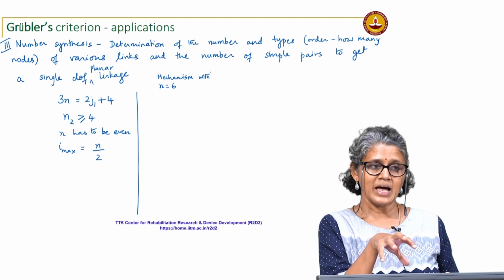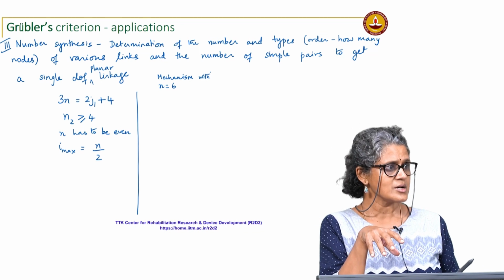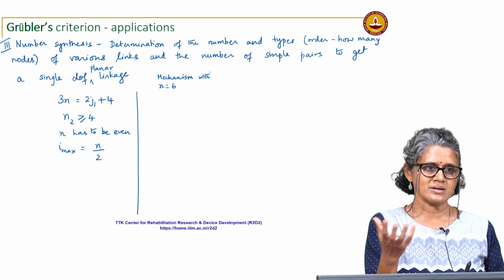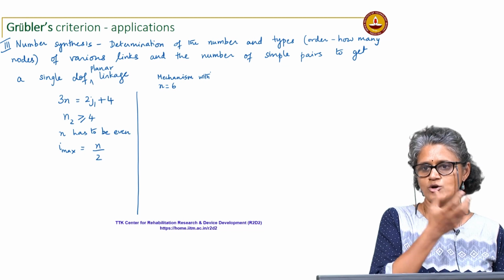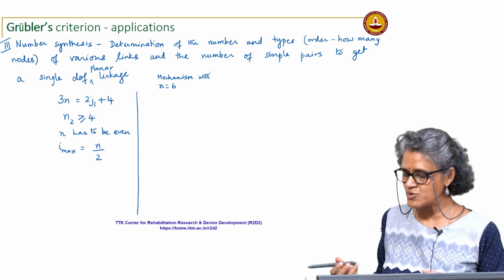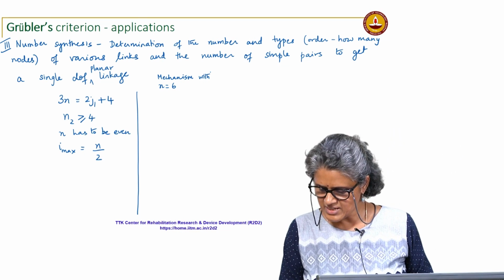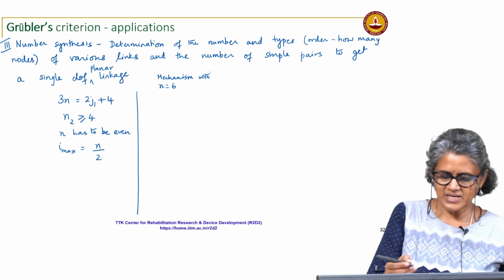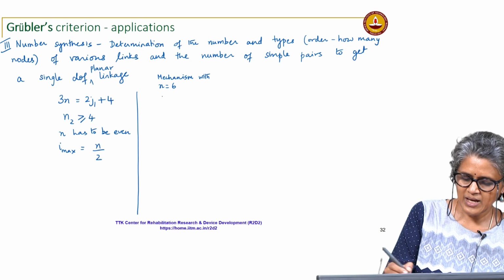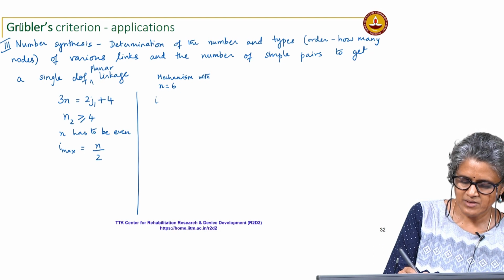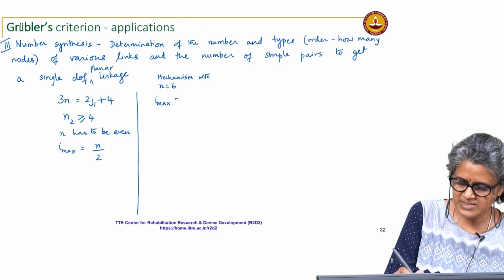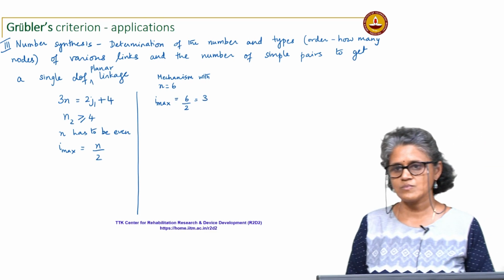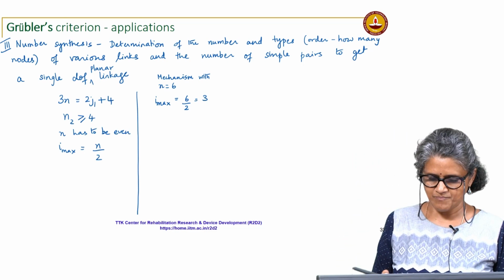So, in many applications 6 bars are quite widely used. You may start off by designing the 4 bar and then make it a 6 bar in order to even be able to run it with a continuous input. Okay. So, with this we know when a mechanism has n equal to 6, I max is 6 by 2, 3. Okay. So, what are the options?